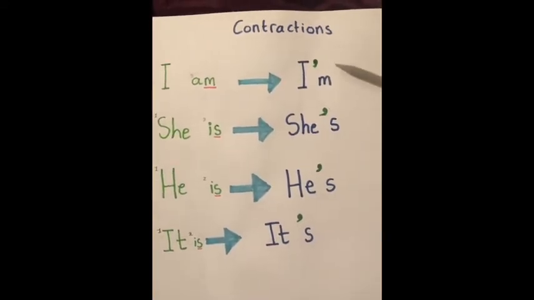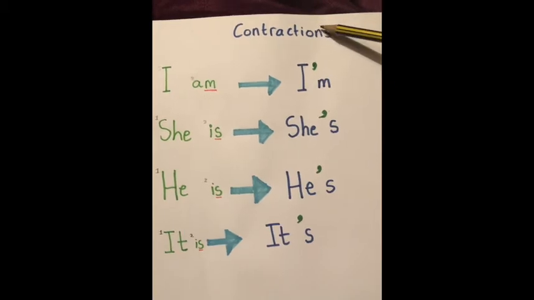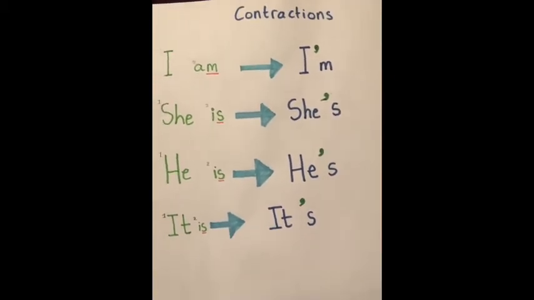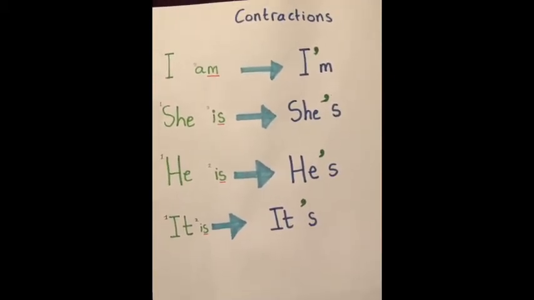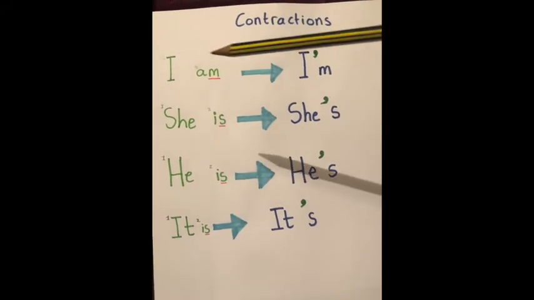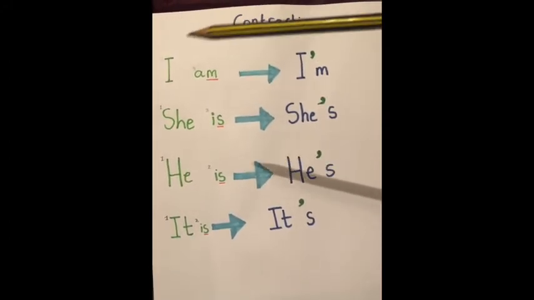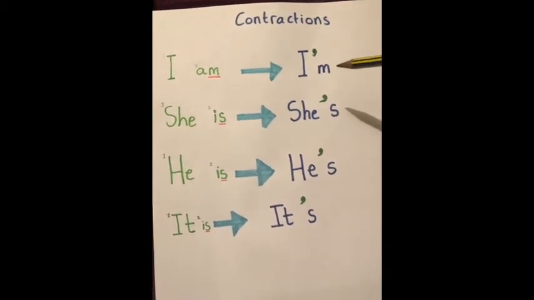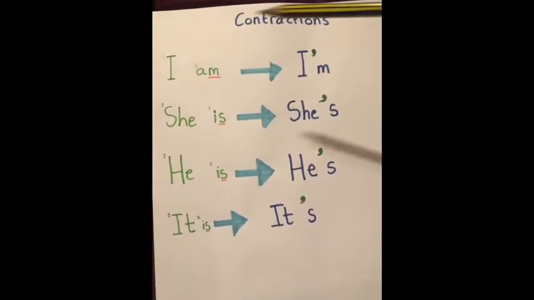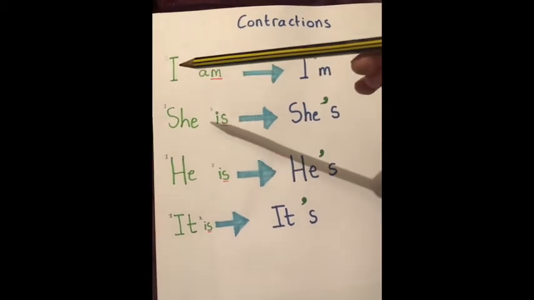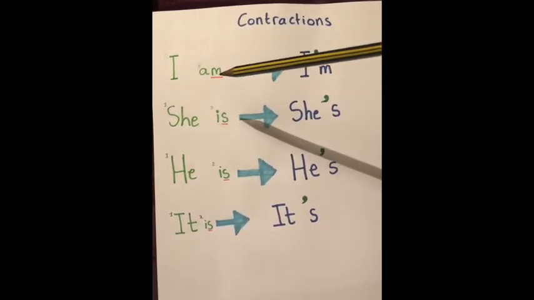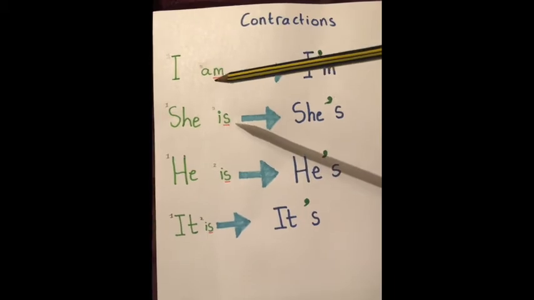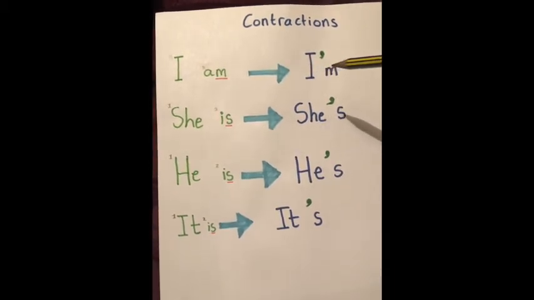Today our lesson is about contractions. Okay, what are contractions? Contractions are when there are two words that are combined together in a certain way to make one word, okay? For example, I am. Look, there's I, a word, and am, another word, that become one word, I'm, okay?